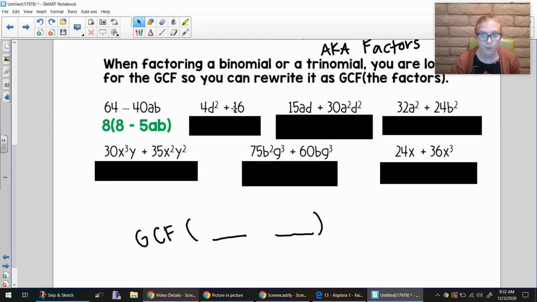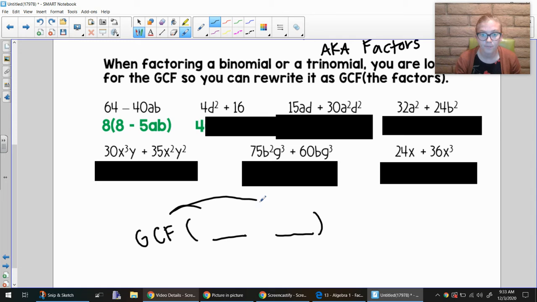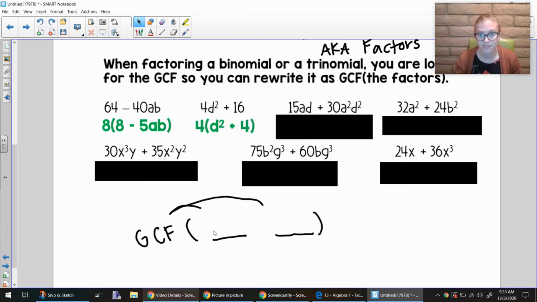So 4d squared plus 16, the greatest common factor between 4d squared and 16 is 4. Now we need to think, okay, if I was going to distribute, 4 times what is 4d squared? 4 times d squared is 4d squared. 4 times what is 16? 4 times 4 is 16.